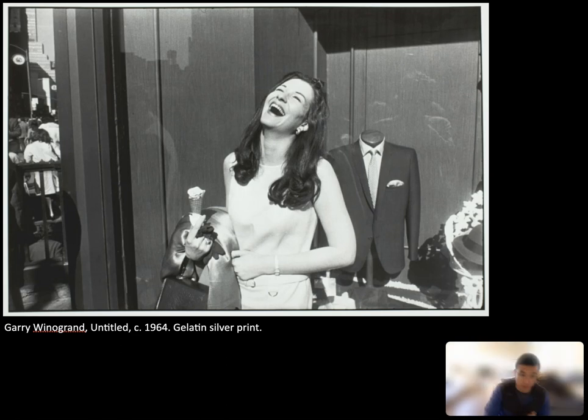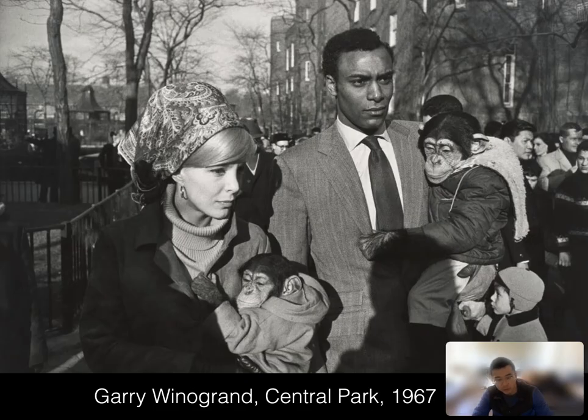We have Gary Winogrand, also a street photographer, because as you can tell, it's taken from the street in New York in this case. Laughing women. Another one from New York Central Park. Not just one woman, but there's a male, an African American male with some kind of chimpanzees in there. Really weird photograph. And they're walking in front of the crowd.